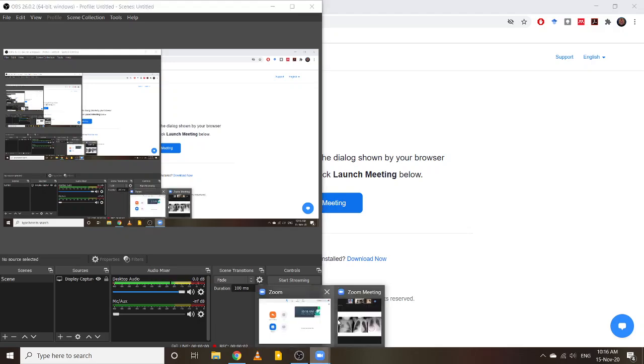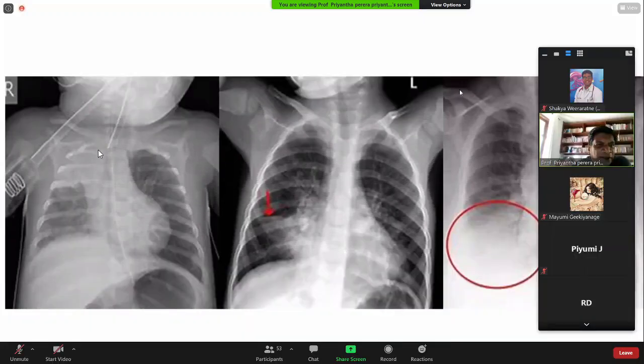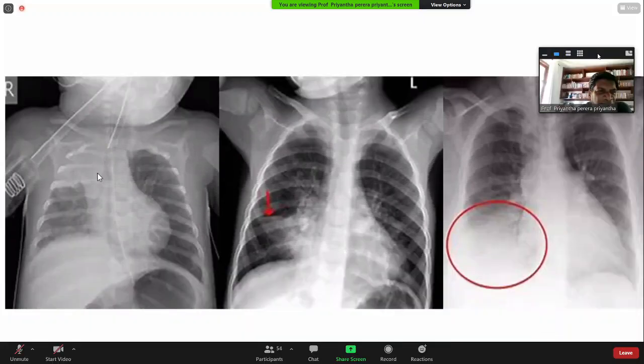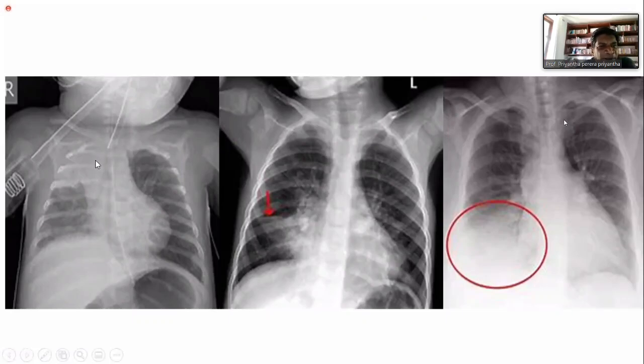Yeah, above the consolidation, right? So there will definitely be involvement up to the apex of the lung, the consolidation, right? Like that. So that's one way of differentiating a thymus from a right upper lobe pneumonia, right? Because it is going up like that, and then it's a collapse.